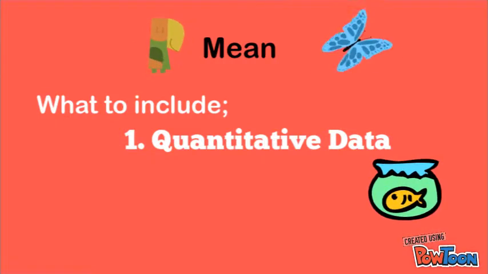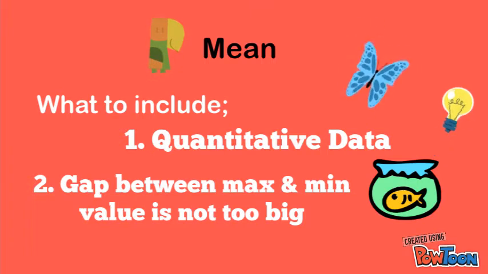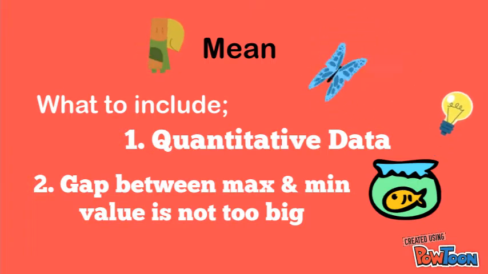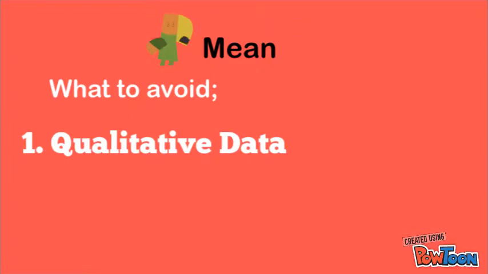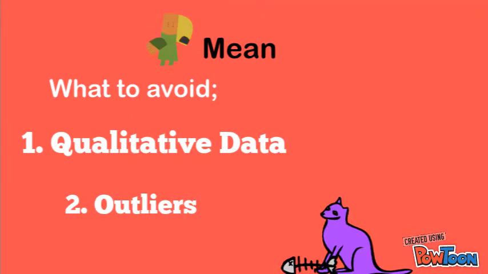In your question, you should also include numbers which do not have a big gap between the maximum and minimum value. You should avoid using qualitative data and also outliers, because if you have an outlier in the question, it would totally change the central tendency if you calculate using mean.